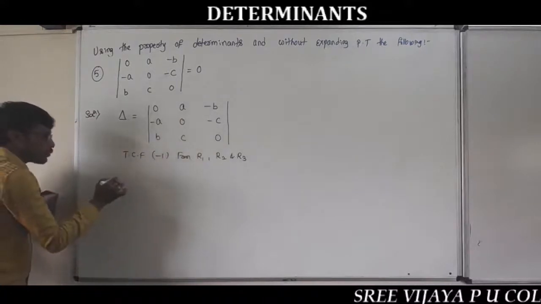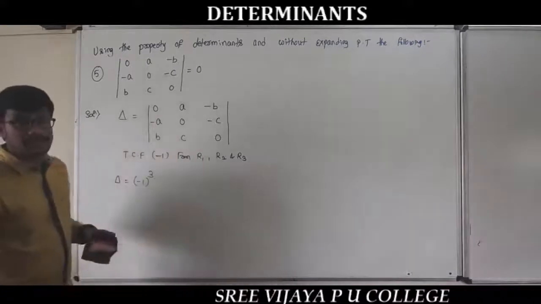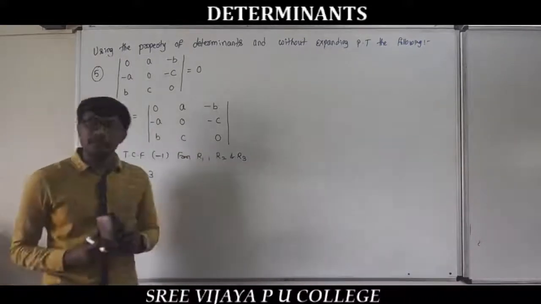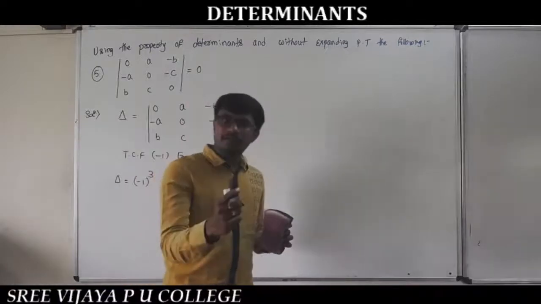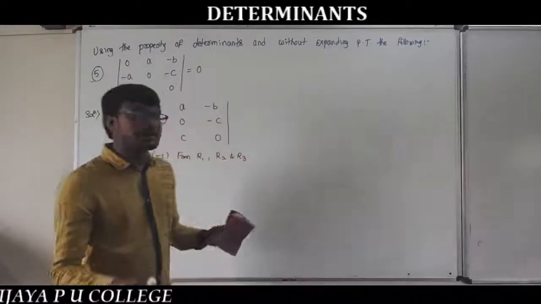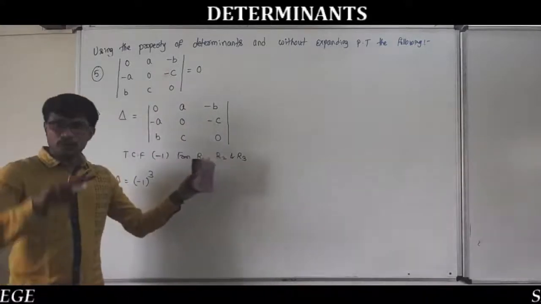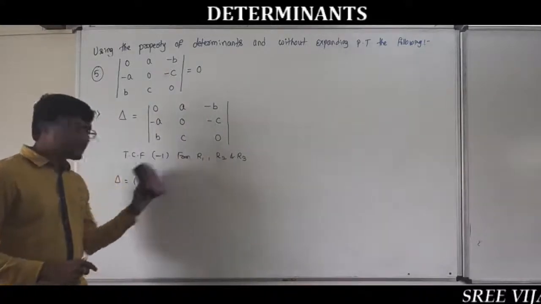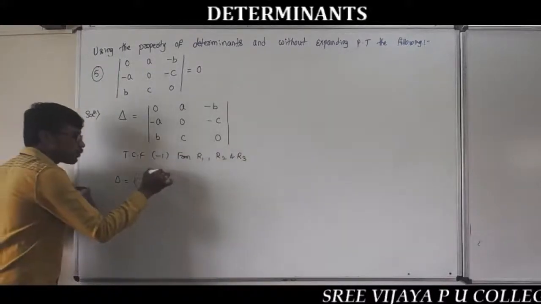Now what do we get? We get minus 1 whole cube. Why is it minus 1 whole cube? Because you are taking a minus common three times, from R1, from R2 and from R3. If you take it from R1 and R2 only, it is minus 1 whole square; from R1 only, just minus 1. Since you have taken it from the 3 rows, you get minus 1 whole cube.